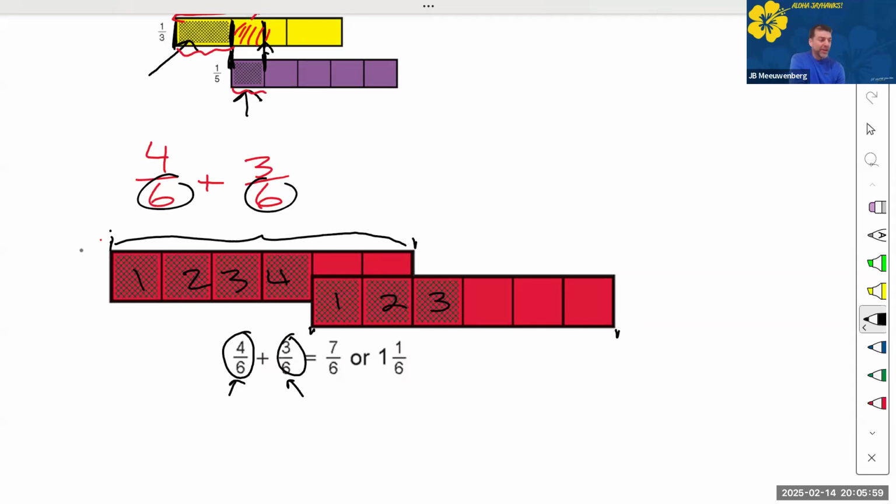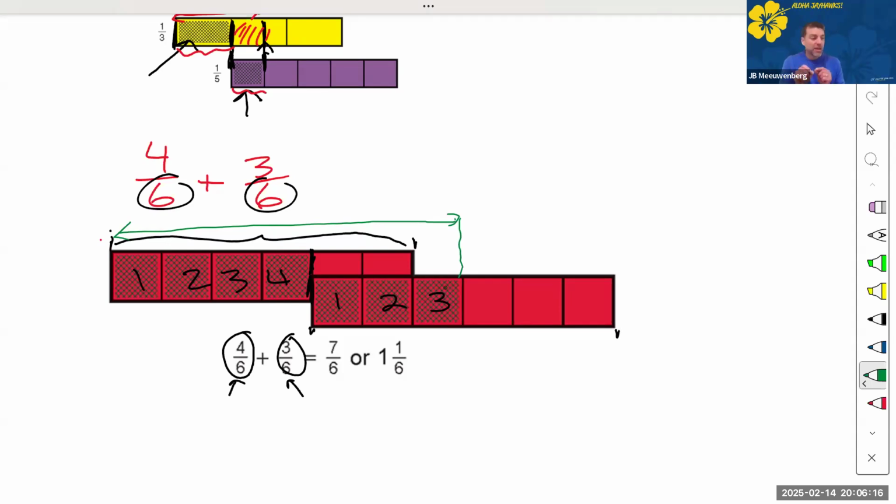And then again, if we line up the end of the first one with the beginning of the second one, what we are going to measure then is the distance from here all the way to here. What do we get if we combine them?